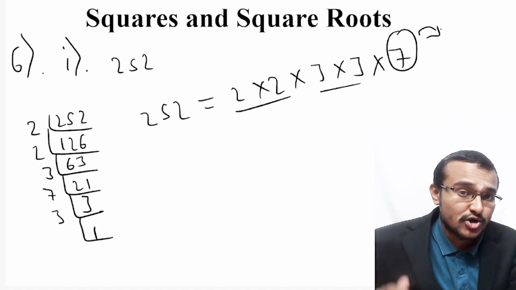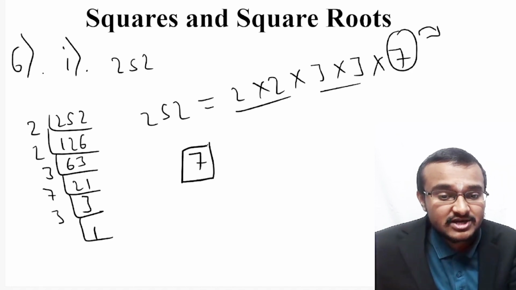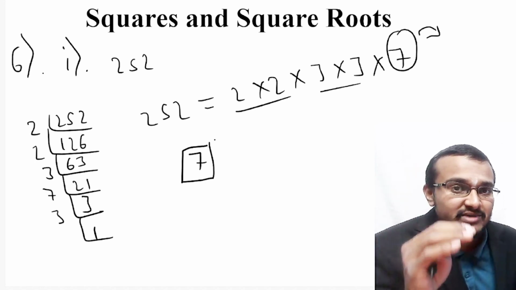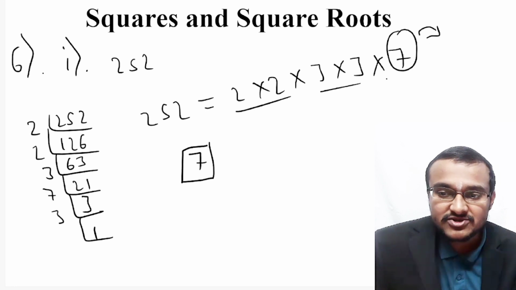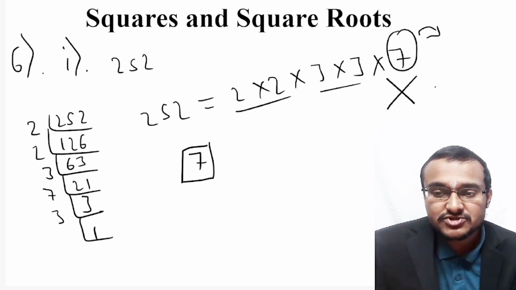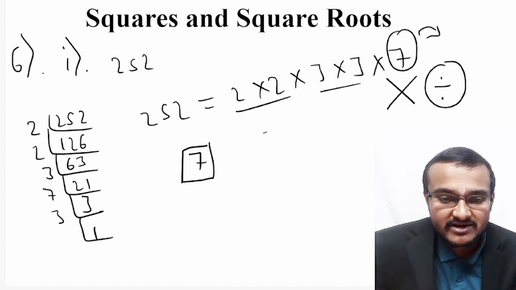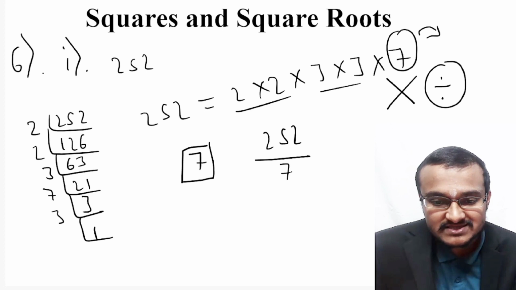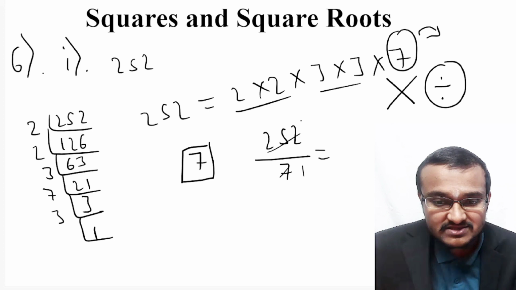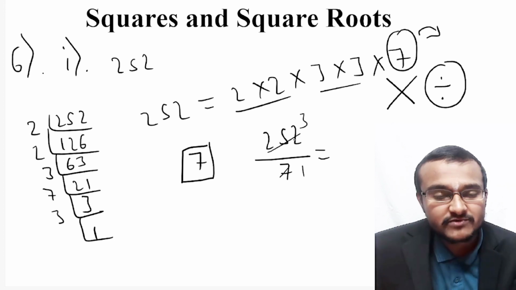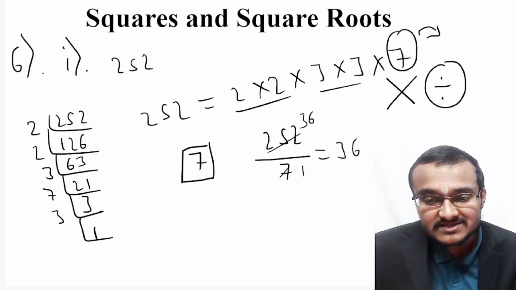Here you have found the smallest whole number, 7. So you should divide this number by 7, and that will be the perfect square. That means you are removing this 7. When you divide 252 by 7, you get one number, which will be your perfect square. 7 1s are 7, 7 3s are 21, 42 will be remaining, so 7 6s are 42. So 36 is the number.